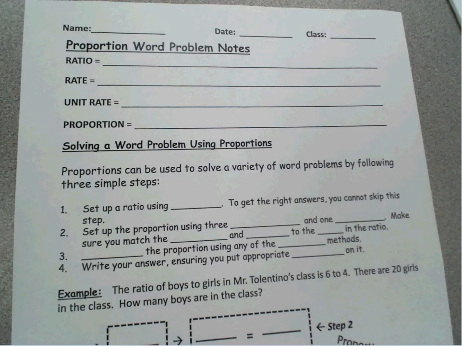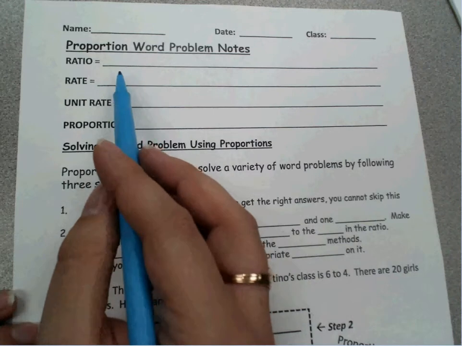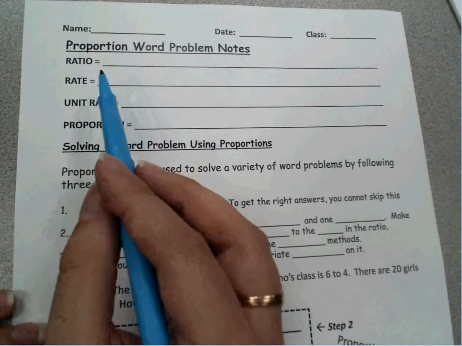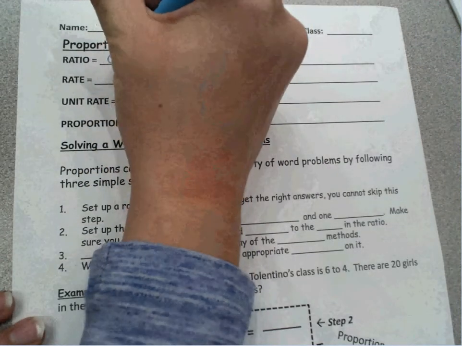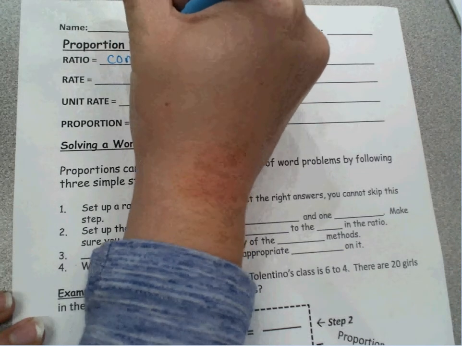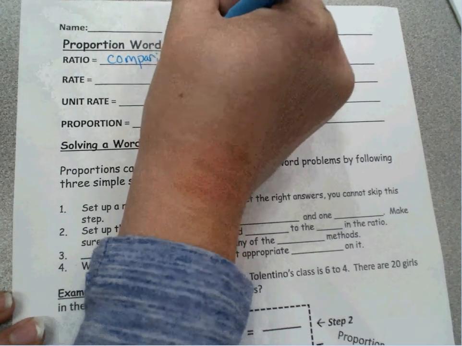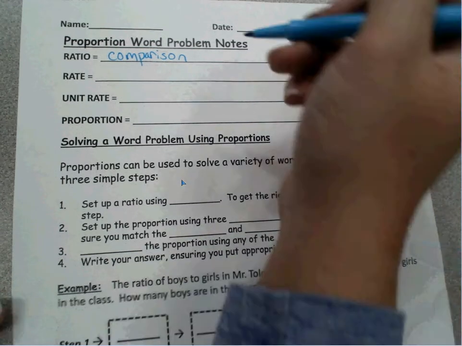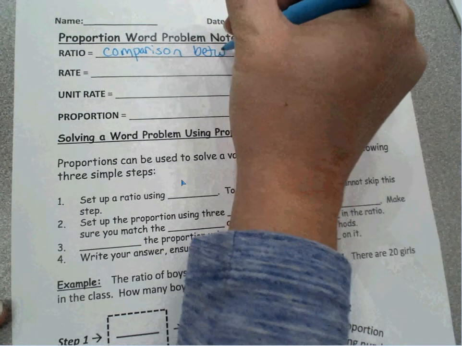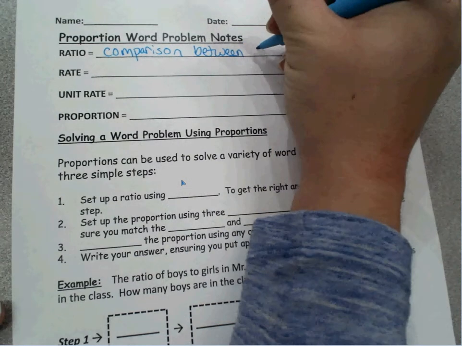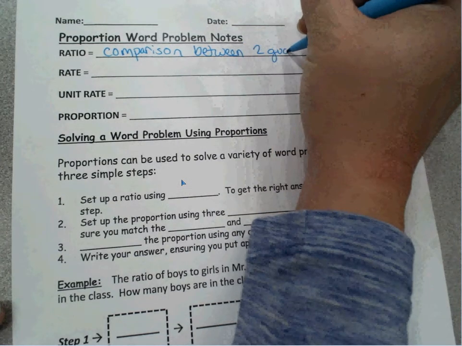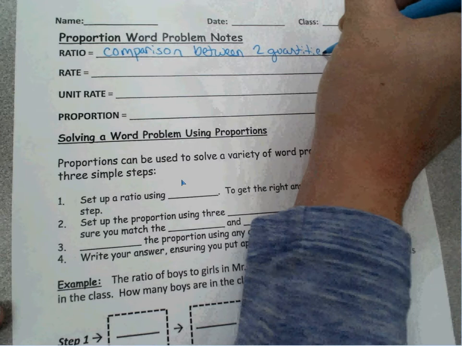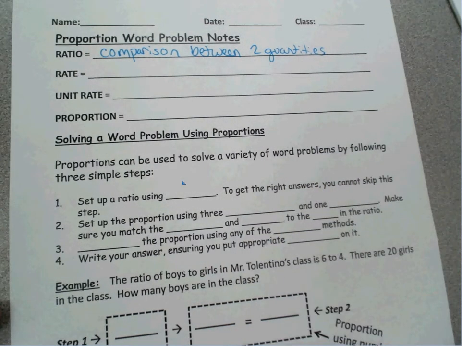I just want us to start by getting some vocab down. So a ratio to start off with. We looked at that a little bit on Tuesday. It is a comparison between two quantities. So like in the examples we saw, boys to girls, comparison between two quantities.